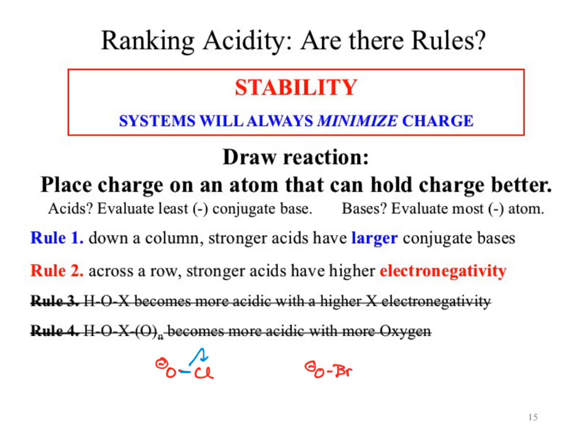Ultimately, when deciding acidity, or really the stability of anything, you're trying to minimize charge. That's your bottom line rule. After that, it's how do you apply that rule? It's helpful to draw out a reaction, to look at structures, to apply it and think about it. If we're looking at acids, we typically evaluate the conjugate base. Why would I look at a conjugate base to evaluate an acid?